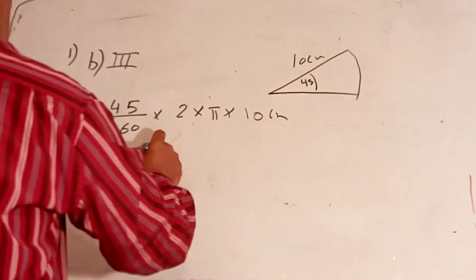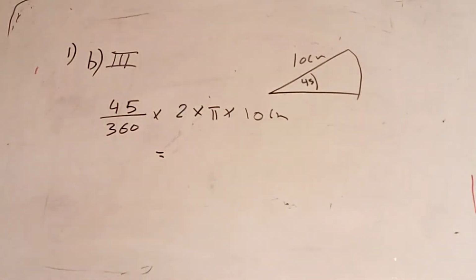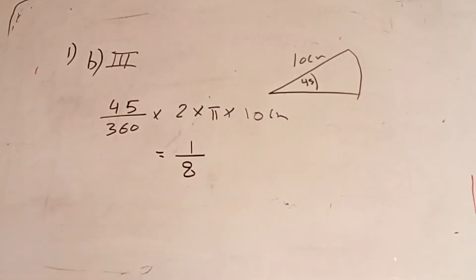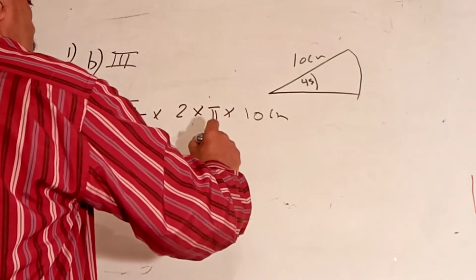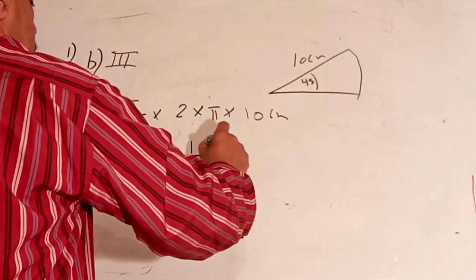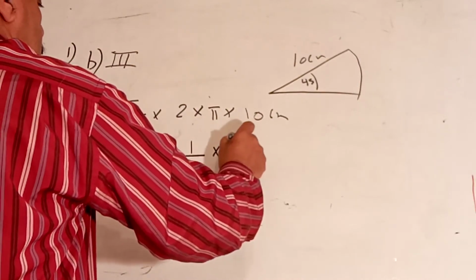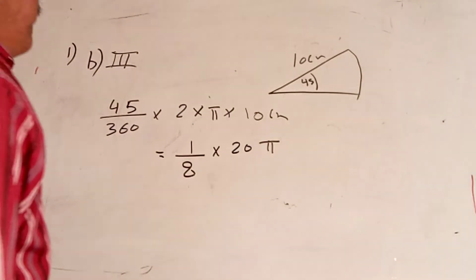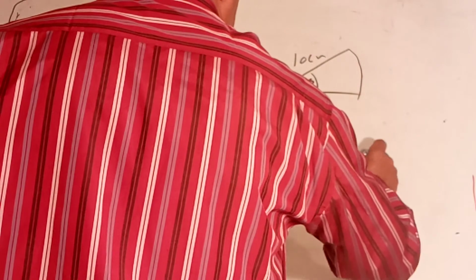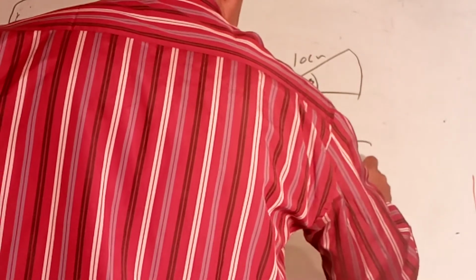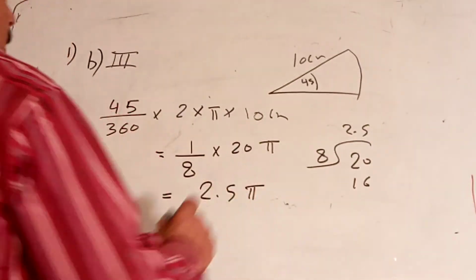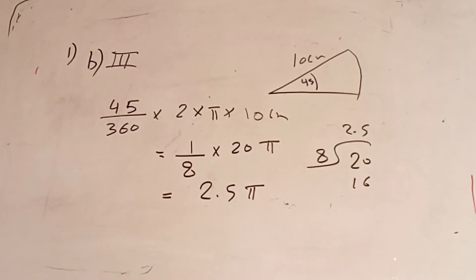45 over 360 will be 1 over 8. 1 over 8 multiplied by 2 times 10, which is 20, so it will be 20 divided by 8. 20 divided by 8 is 2.5, so it will be 2.5 pi.